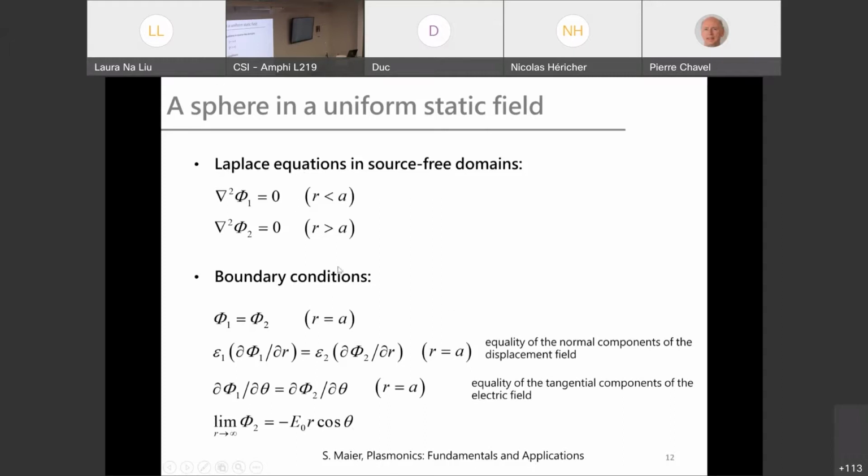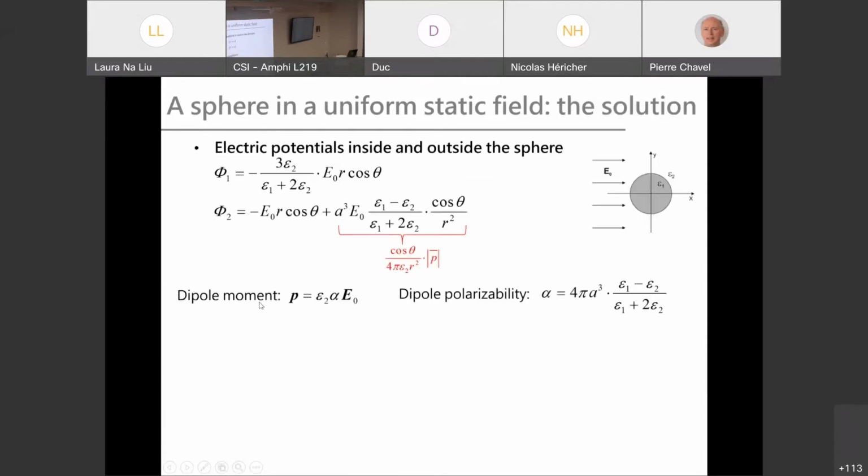With the equation and the boundary conditions, in the end you can get the solutions. Phi 1 is the electric potential inside the sphere, and phi 2 is the electric potential outside the sphere. Let's leave phi 1 out for a moment and take a close look at phi 2. You'll see phi 2 consists of two components. The first one is nothing but the external field contribution. The second one is very interesting.